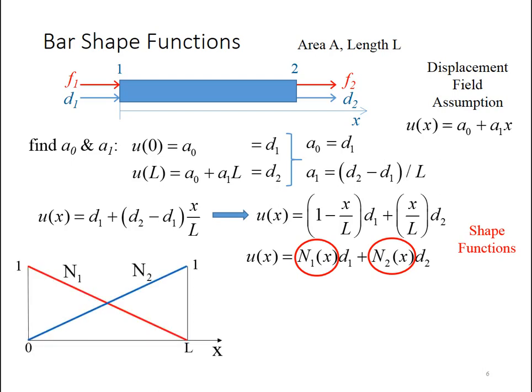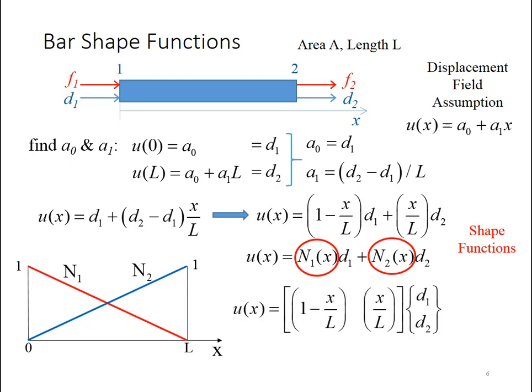In this case, we can see that shape function 1 has a value of 1 over at the left border of my element and a value of 0 at the right side. Similarly, n2 has a value of 0 on the left side and a value of 1 at the right side. And these are common properties. I'll talk about properties of shape functions in just a moment.